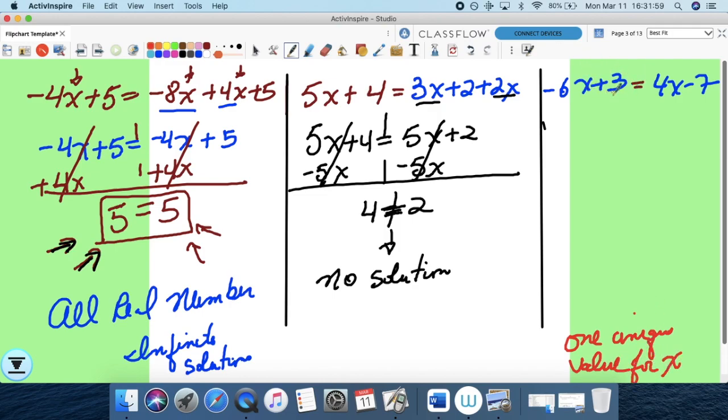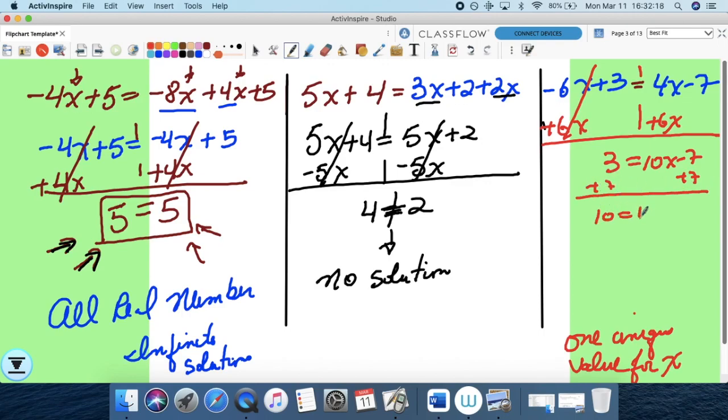Well, let's try it. Negative 6x plus 3 equals 4x minus 7. Let's get rid of the variable with the smaller coefficient. So we're going to do plus 6x, that goes away. I'm left with 3 equals 10x minus 7. Let me add 7 to both sides. And now I have 10 equals 10x. Well, continue as we always would. Divided by 10, divided by 10, and x equals 1.